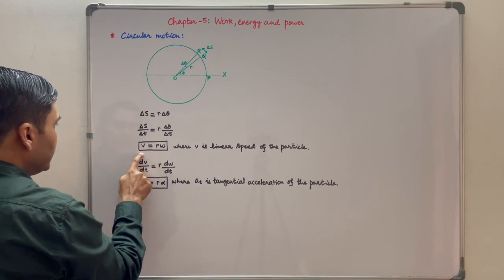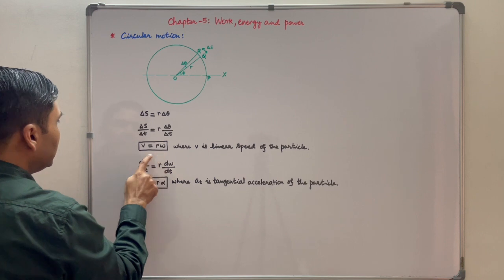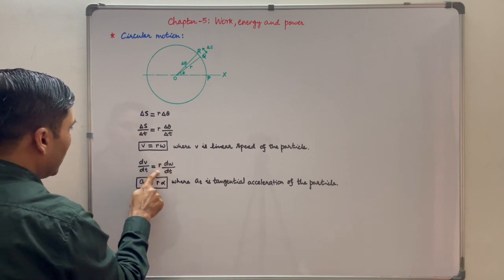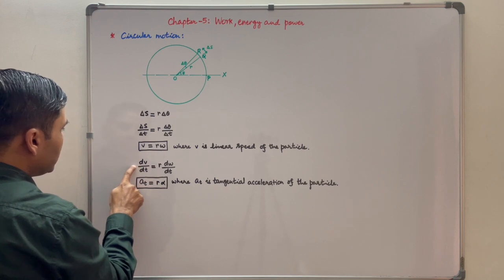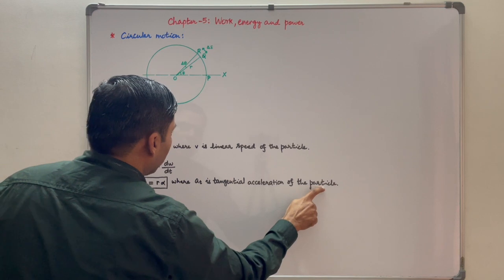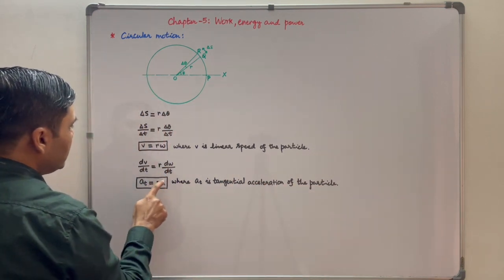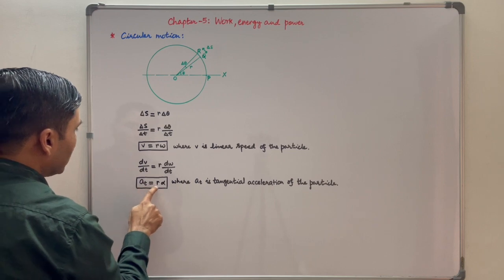Now, if we differentiate both sides of this equation with respect to time again, we get dv by dt is equal to r into d omega by dt. dv by dt is represented by at, which is tangential acceleration of the particle. d omega by dt is alpha. So we have got another formula, at is equal to r alpha.